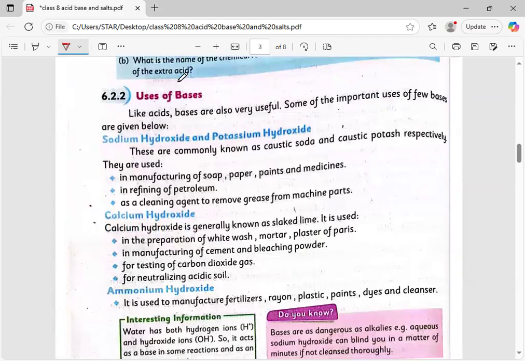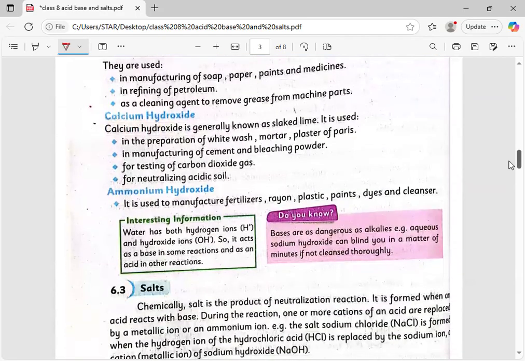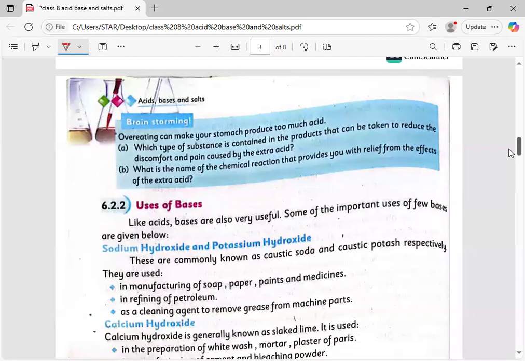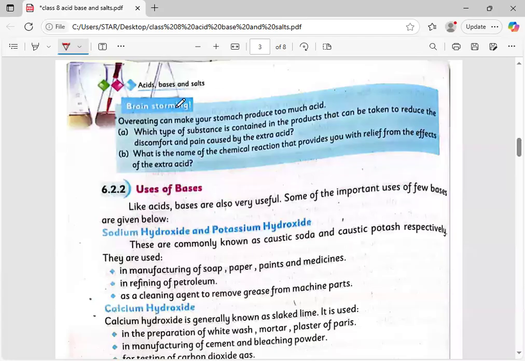Then we have another topic, that is uses of base. But before jumping to this topic, we can solve this brainstorming that can reinforce our previous lectures. So brainstorming said that overeating can make your stomach produce too much acid. You know that by the grace of Allah Almighty, we already have HCl in our stomach, that is an acid, hydrochloric acid, that is used to dissolve our food that we intake on a daily basis.